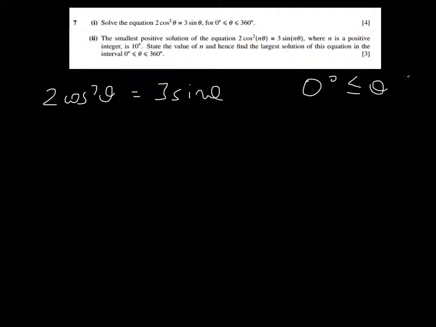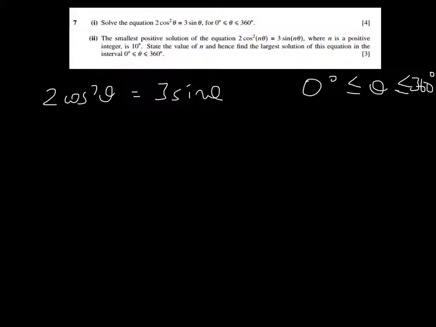So for part 1, we've got a trig equation here, 2 cosine squared theta equals 3 sine theta. I check my domain over here, so I know that my answer is in degrees, and it's between 0 and 360 degrees. And the other thing that I know is that at this stage, it's got 2 different trig functions in it. So I need to, first of all, put it into one.